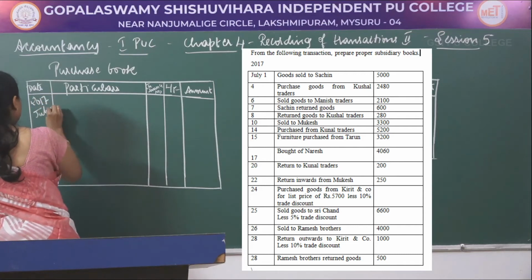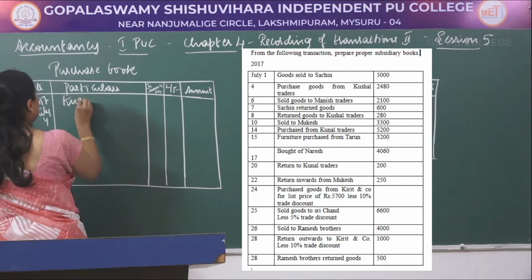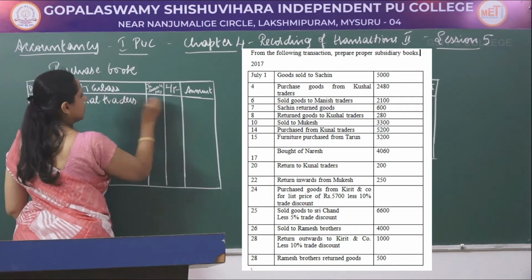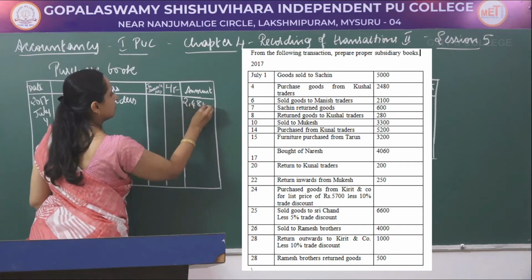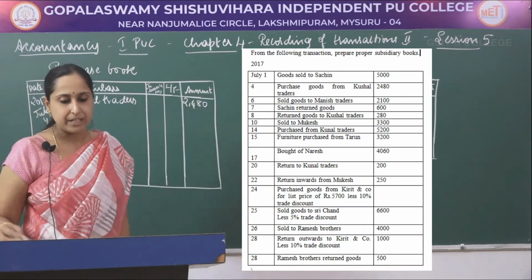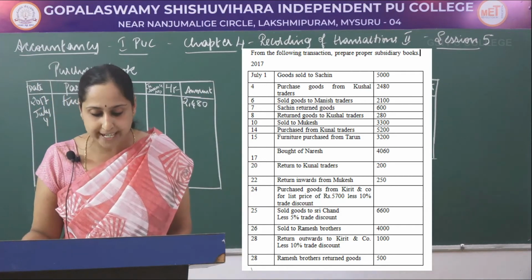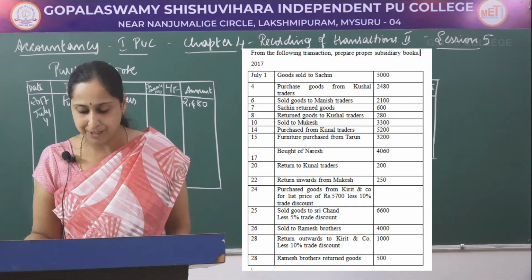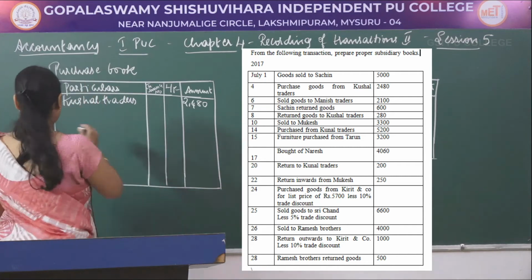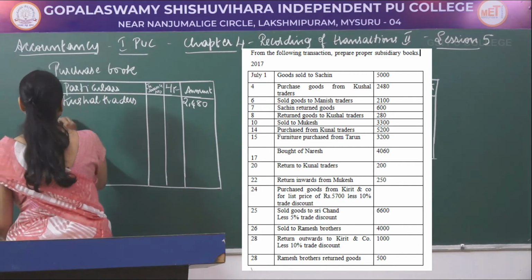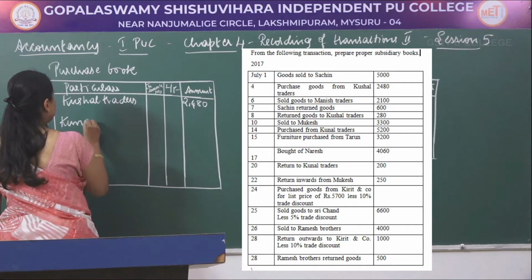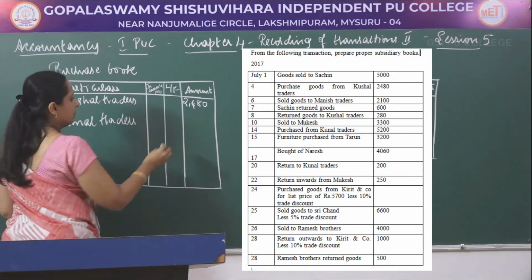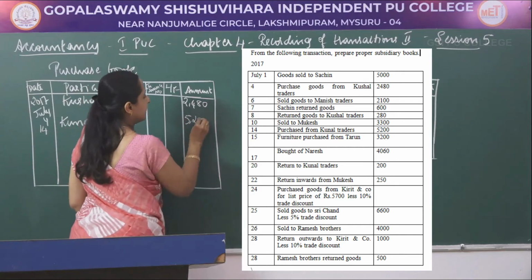On 2017 July 4th, from Kushal Traders, we had purchased goods worth rupees 2,480. Next, on July 14th, we had purchased goods from Kunal Traders worth rupees 5,200.